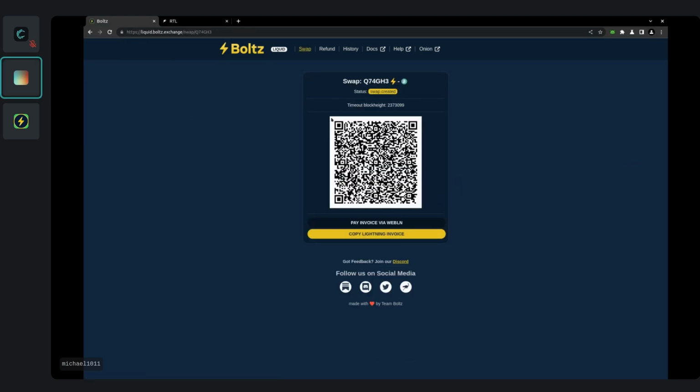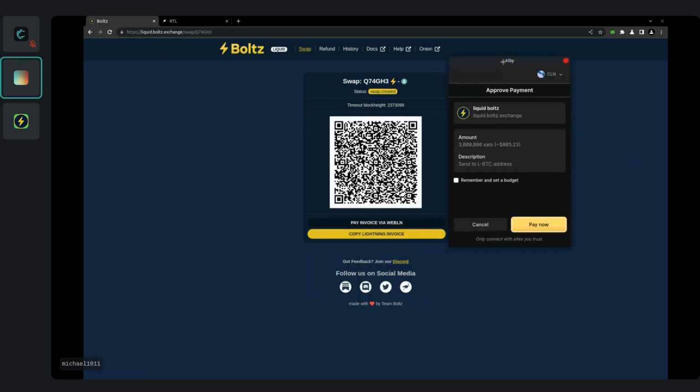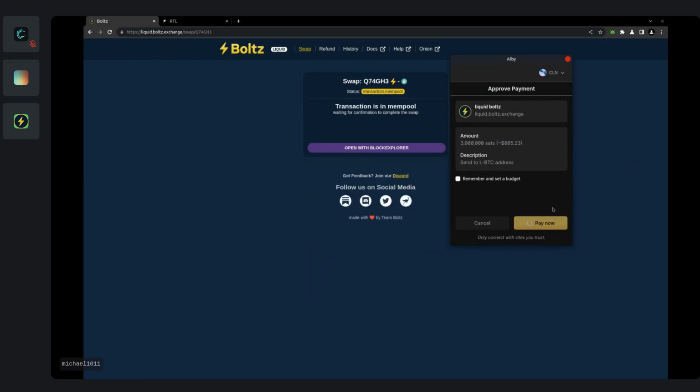All right, swap created. We go from Lightning to Liquid, and let's pay the invoice via Alby, the Lightning browser extension, saying that the transaction is in the mempool. And as we said earlier, the transaction now is waiting for one confirmation on the Liquid blockchain. Liquid has 1 minute block times, so it should be confirmed any second now.